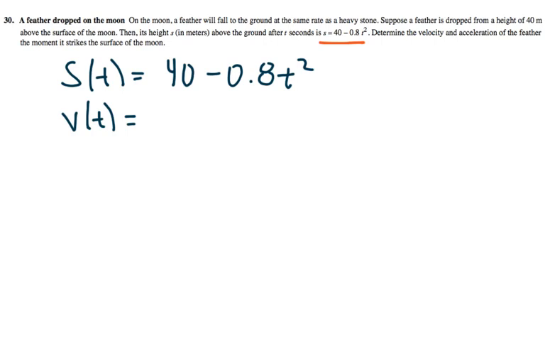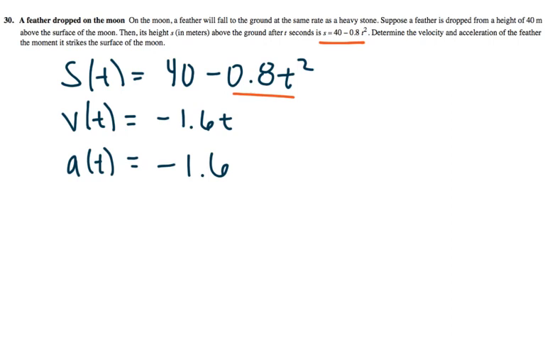So v of t is the first derivative of s of t, so that would give us negative 1.6t. The derivative of 40 is 0, and for the derivative of the second term, I'll need to use the power rule. Acceleration is the derivative of velocity, which just gives us negative 1.6. So there are my three functions: position, velocity, and acceleration.